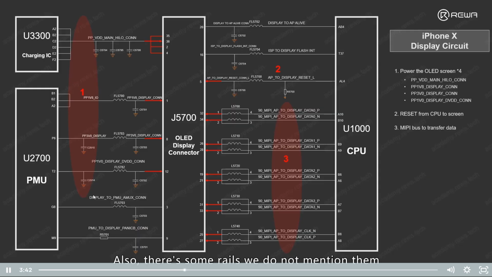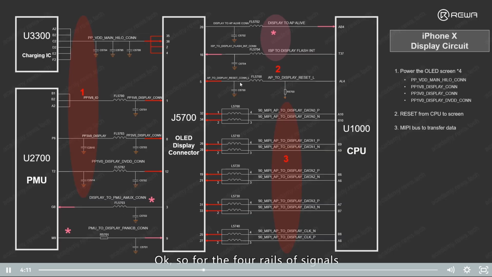Also, there are some rails we did not mention, so let's take a look. This one, display to PMU AMUX connector. This one is PMU to display panic B connector. And ISP to display flash interrupt. Display to AP alive.